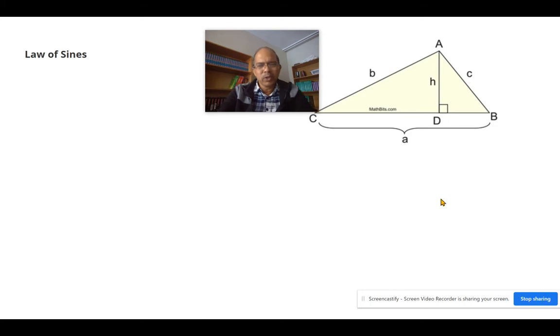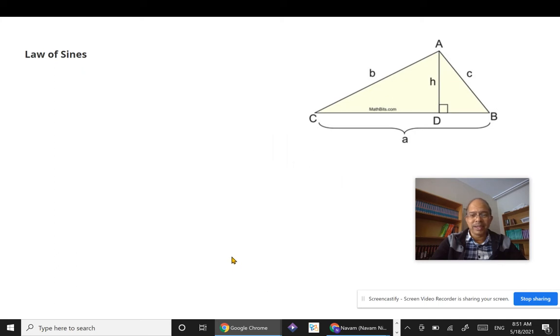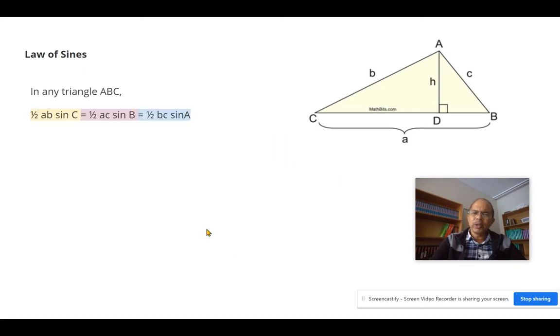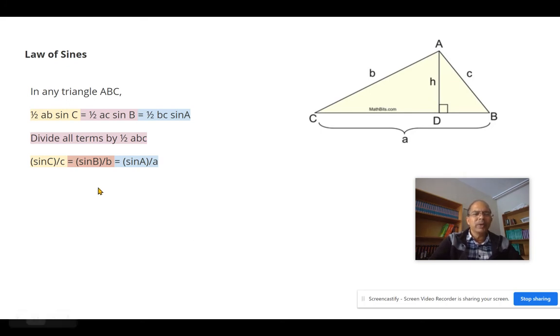The law of sines follows very easily from the area of triangles expression. We know that in any triangle ABC, half ab sine C is the same as half ac sine B and half bc sine A. Let's do a simple mathematical operation of dividing all the terms by half abc. If you do that, you'll find that in each case, there are terms that cancel out, giving you sine C by c is equal to sine B by b is equal to sine A by a.